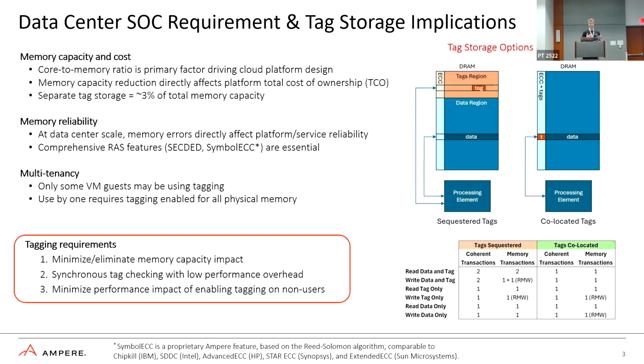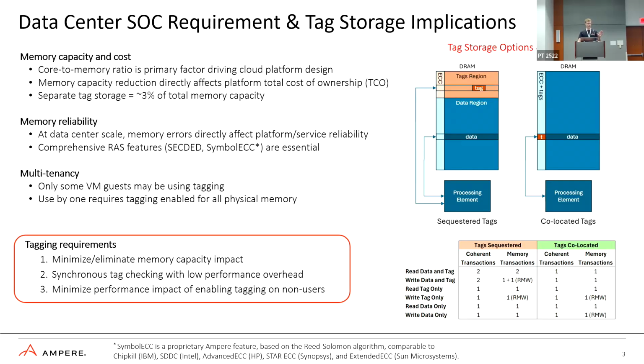For cloud servers, also memory reliability is non-negotiable. That directly affects the cloud service provider's ability to deliver reliable services to their customers. So comprehensive RAS features, error correction, symbol ECC is Ampere's proprietary version that's similar to chipkill or many other technologies from other companies that detects multi-bit device level failures. Those are essential features, and you can't compromise there. And finally, multi-tenancy. There's typically many guest VMs running. The architecture of memory tagging requires that if tagging is available, then it's enabled for all of physical memory, but it may be that not all guests are using it.